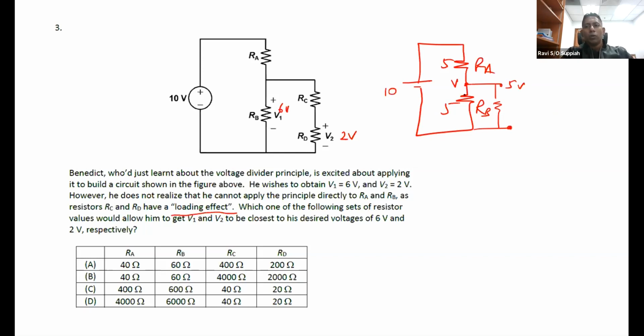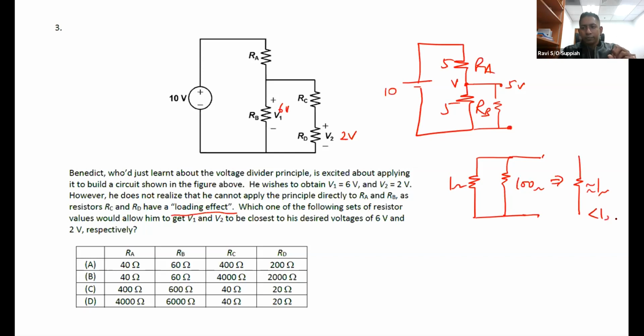Correct? So what do we know about resistors in parallel? When I have a very small resistor, let's say 1 ohm, and I connect it to another resistor which is very big, let's say 100 ohm, even without calculating, I know that the equivalent resistance will still be approximately 1 ohm. And I also know another thing, it will actually be lesser than 1 ohm. It will be very close to 1 ohm and slightly lesser than 1 ohm.